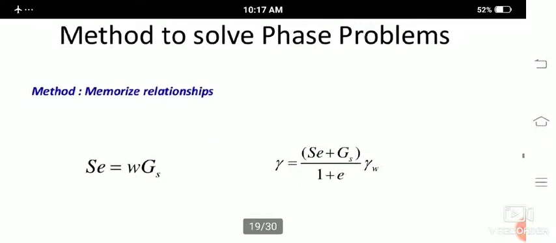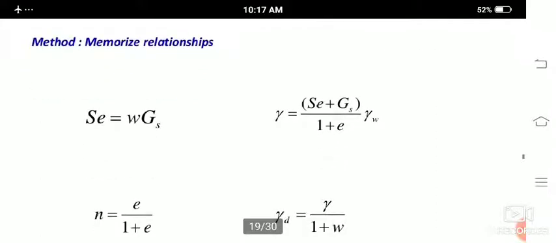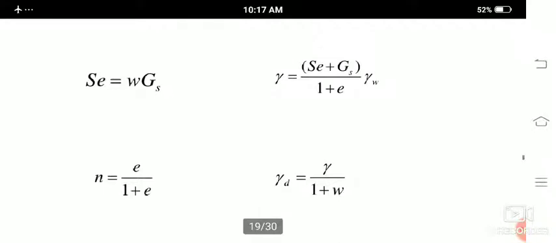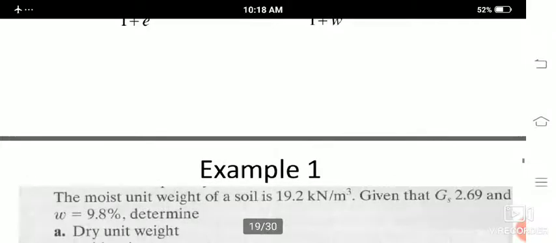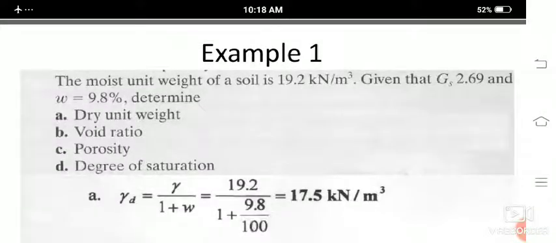Methods to solve the problem. When you have two methods to solve any problem, these are the four important ones: degree of saturation, unit weight gamma, dry density and porosity. These are the different equations to solve any problem here, so that you can calculate any of the problems.